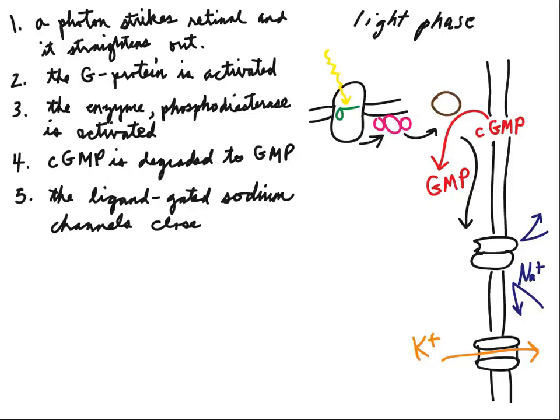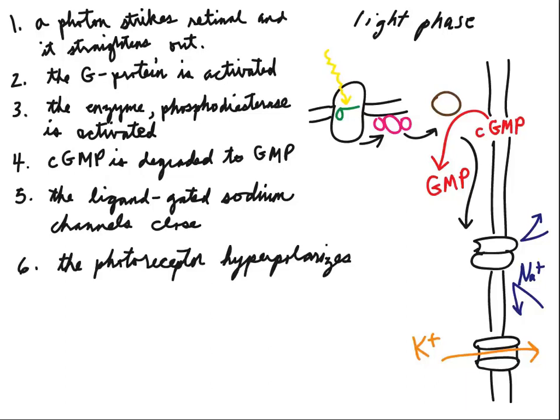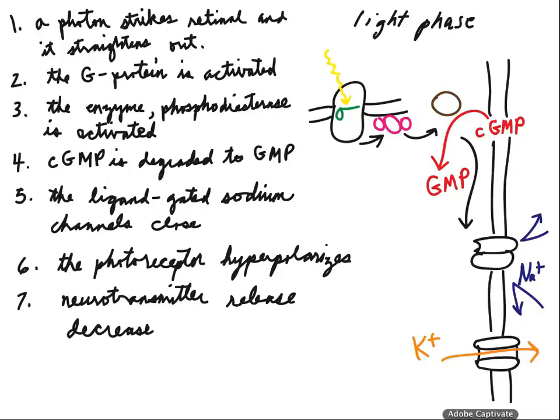This makes it impossible for sodium to enter the cell through these channels, but with potassium still exiting the cell, the photoreceptor will hyperpolarize. This hyperpolarization leads to decreased release of the neurotransmitter. This concludes the video on what is happening with phototransduction during the light phase.